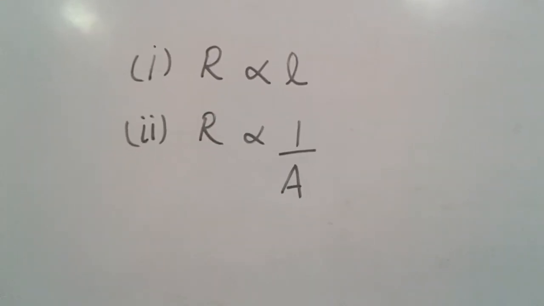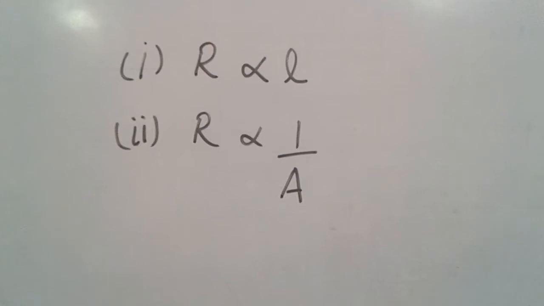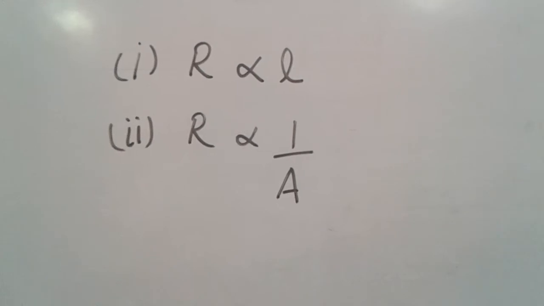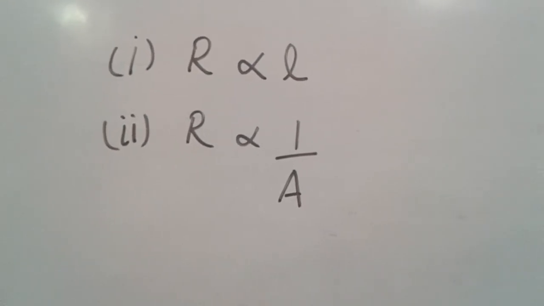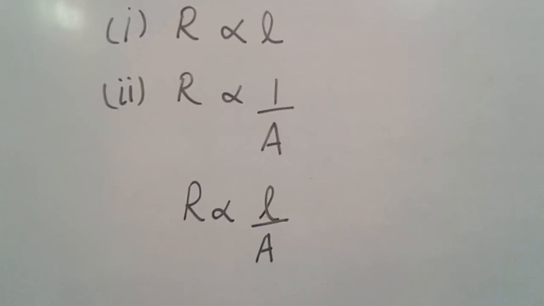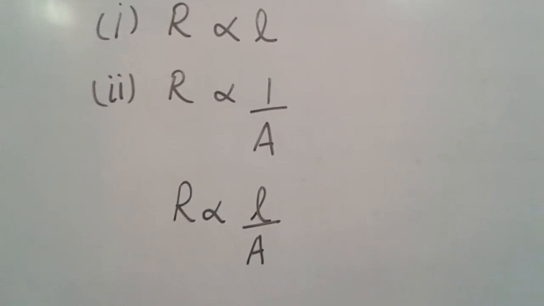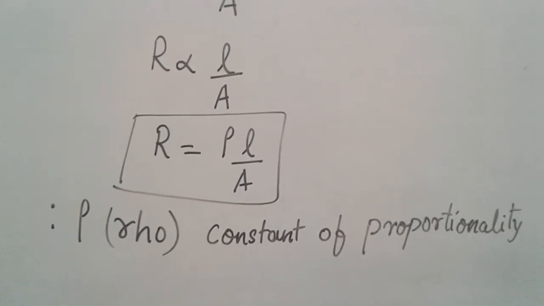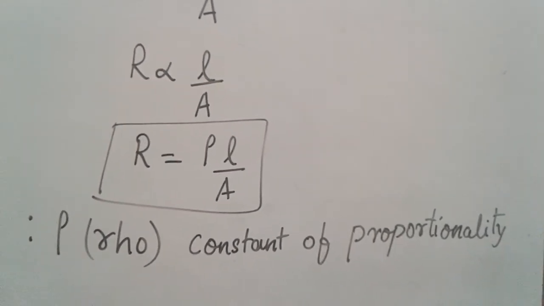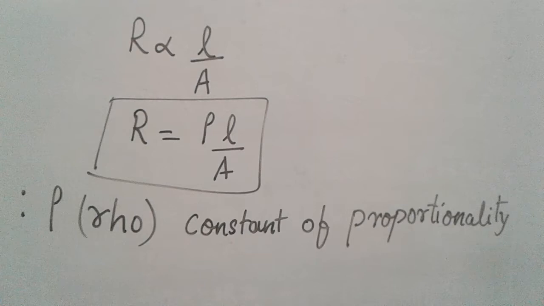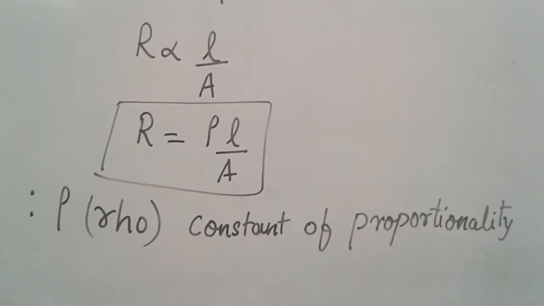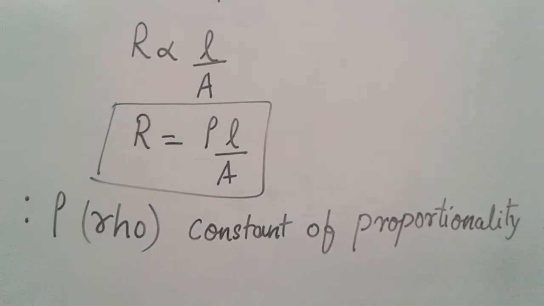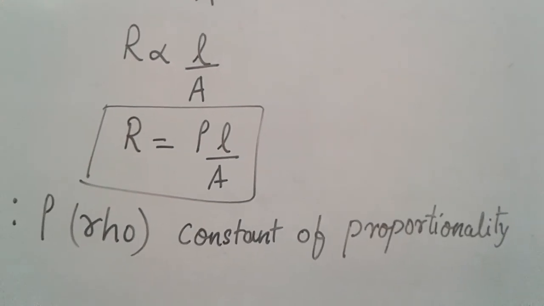Children, in the first and the second relation, resistance is proportional to L, that is length, and resistance is inversely proportional to A, that is area of cross section. If we merge these two relations, the equation looks like this: R proportional to L by A. Now if we remove the proportionality sign, we need to introduce a constant. The constant that you can see here is a special letter known as rho. It is the constant of proportionality which is introduced so that we get the equation R is equal to rho L by A.